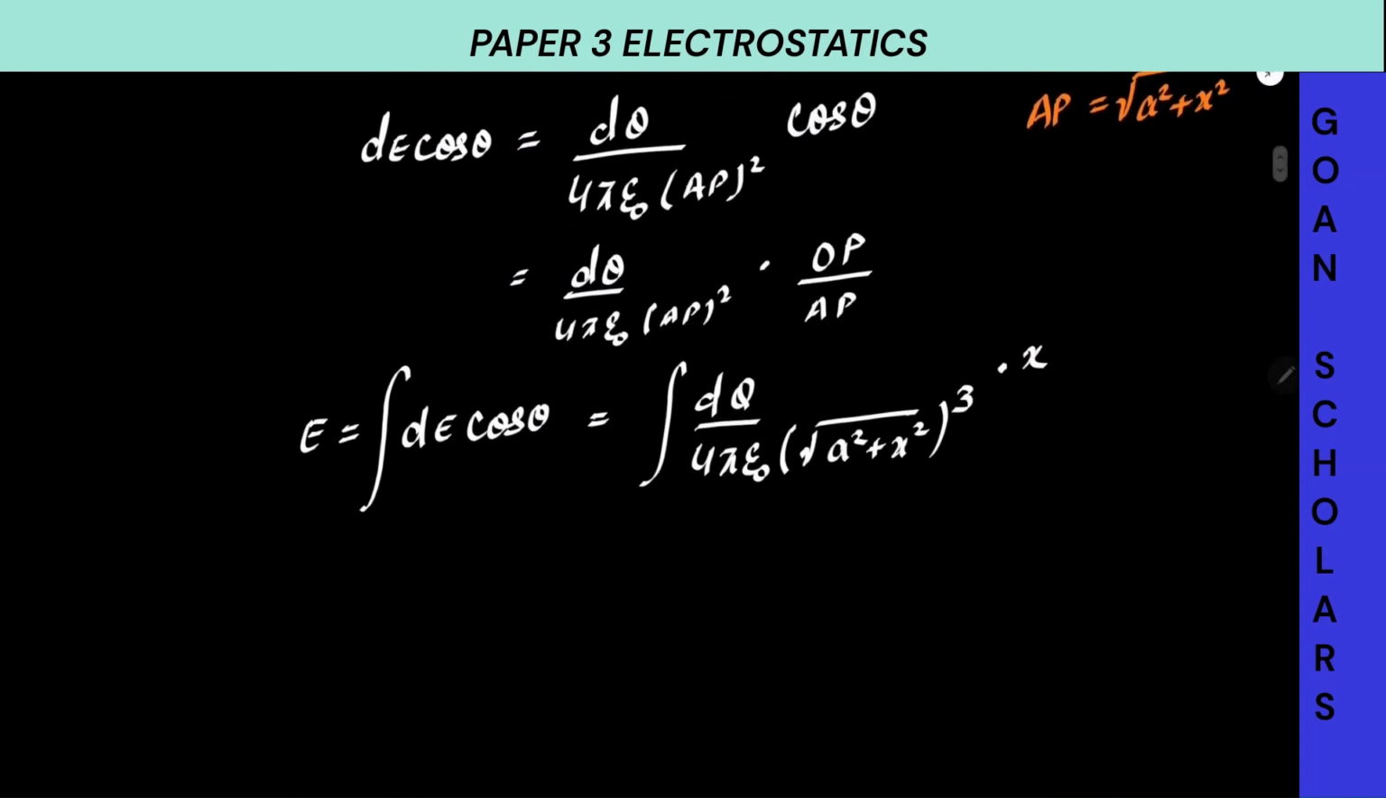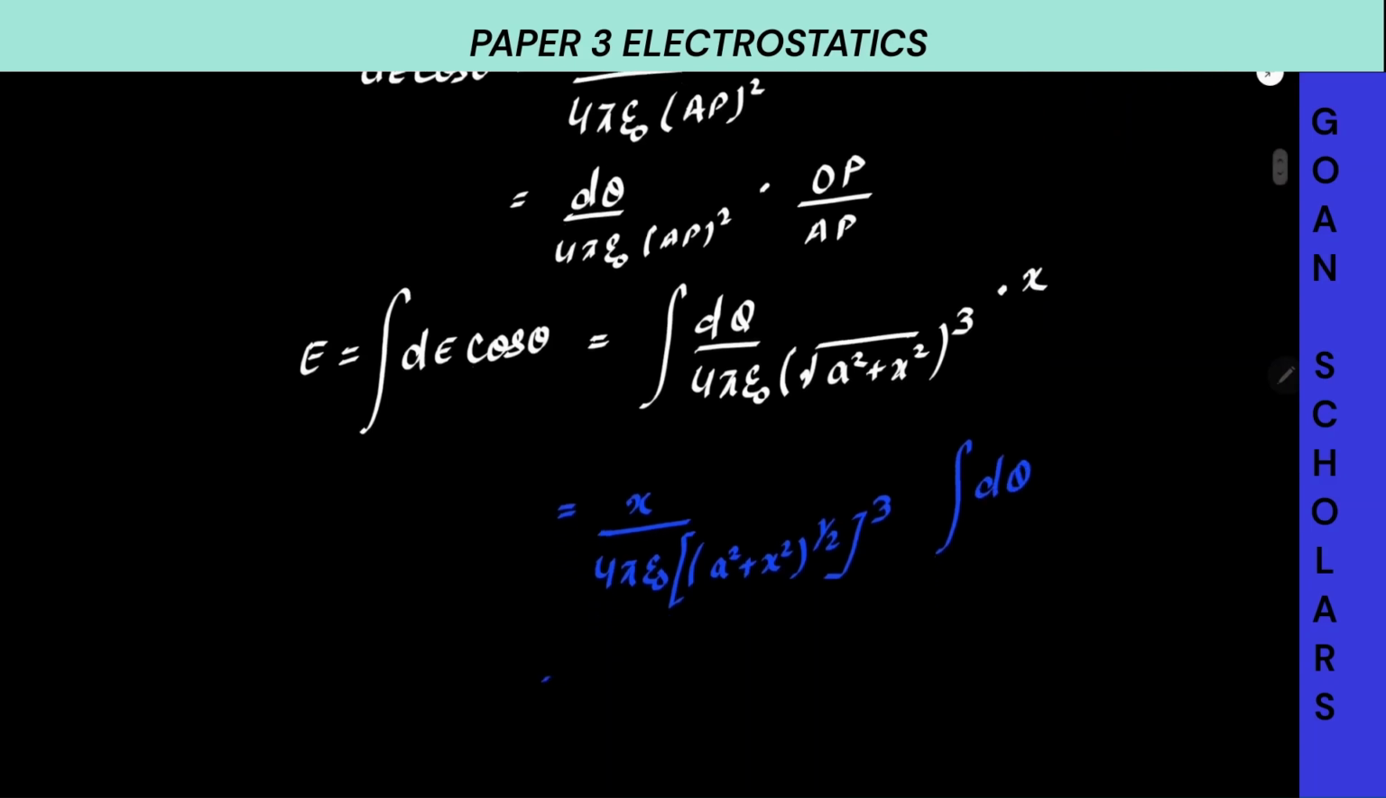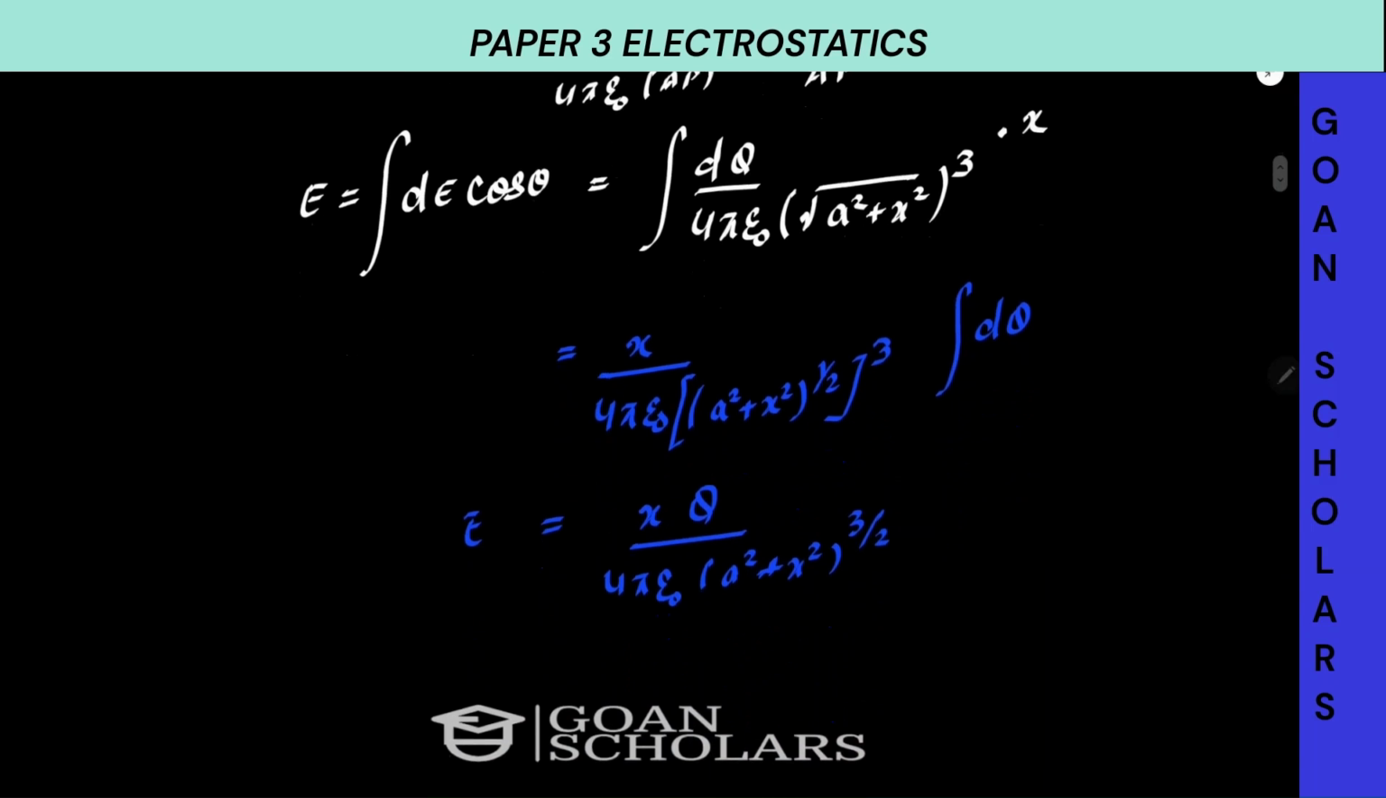Now let's take the constants out of the integral. What are the values which will not change? That is x upon 4 pi epsilon naught, and the root and cube I am writing as a squared plus x squared whole power 3 by 2, also taken out, and the integration of dq. Now the integration of dq gives nothing but the total charge, because the integral gives you the total sum. So this will be Q upon 4 pi epsilon naught, into x, divided by a squared plus x squared whole power 3 by 2, due to a ring which contains positive charge. In a similar way you can think of negative charge also, with the field directed inward. So this is our electric field due to a ring of charge.